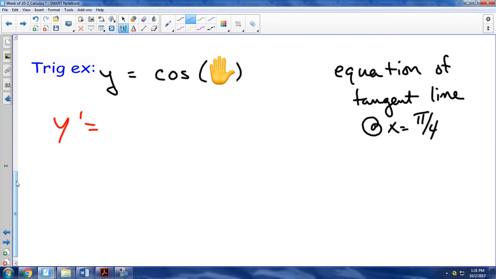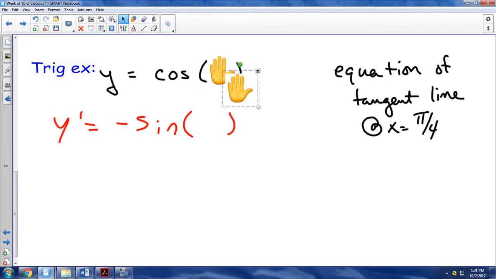What would it be? Derivative of cosine? Yes, negative sine of... Very good. Negative sine of that. So we would take that and copy it there. And we would not be done, because we also have to include multiplying by the derivative of that inner part.